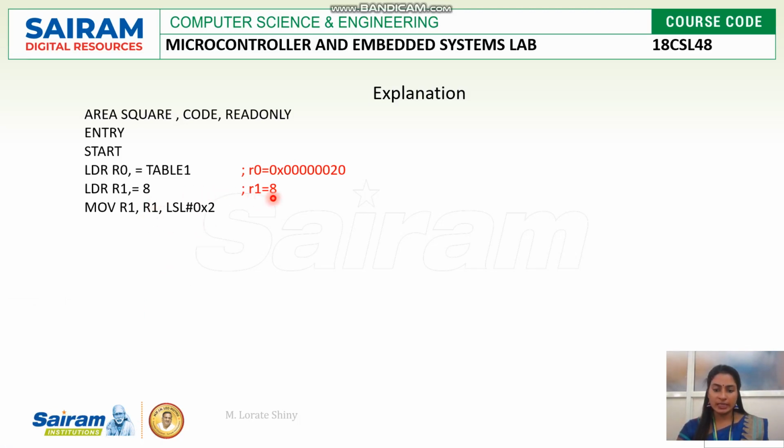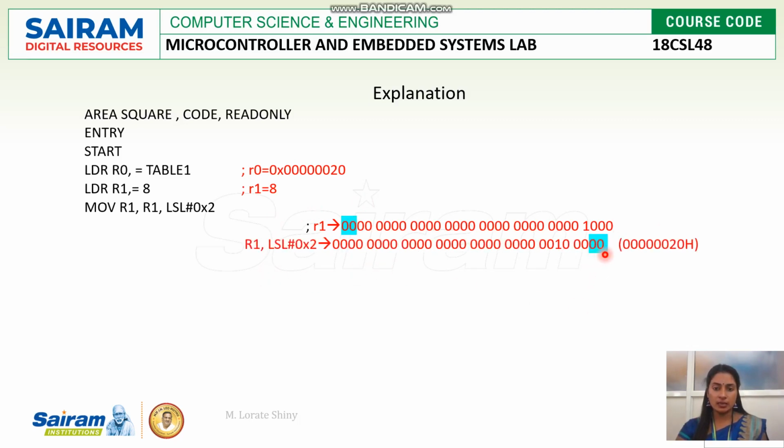R1 register content is 8, that I converted into binary. So 00000008. All 32-bit binary values are here. We have to perform logical shift left. So left means and 2 bits we have to shift left. So in MSB side 2 bits we will be removing out. So in the LSB side 2 bits we have to insert.